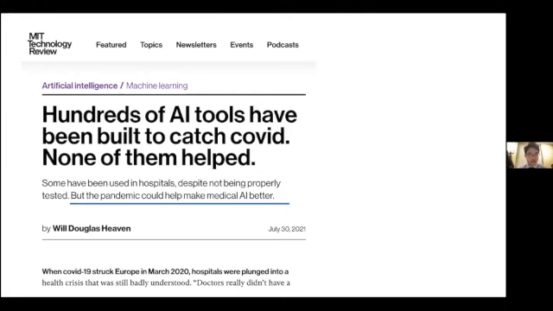So going back to that article from Will Heaven, I think in the byline, in his last sentence, he said, but the pandemic could help make medical AI better. And I completely agree with that. I think the COVID-19 pandemic has accelerated the training, testing, understanding of the kinds of biases and common pitfalls that go into training and testing algorithms. And also a lot of lessons have been learned related to how to make algorithms useful and clinically deploy them.